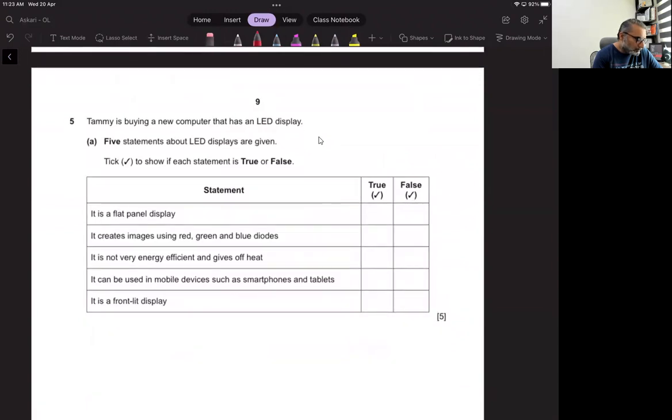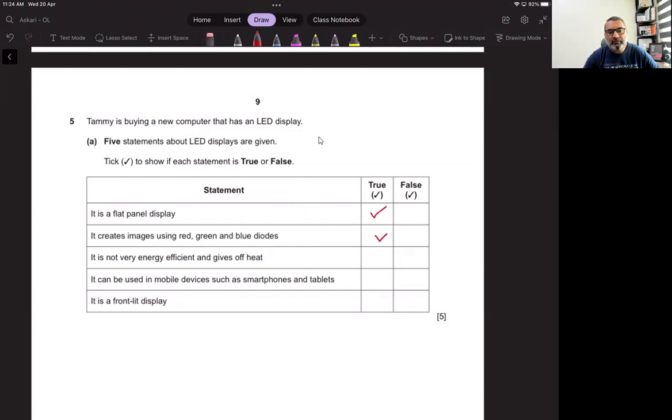Kemi is buying a new computer that has LED, light emitting diodes, display. Five statements about LED displays are given. It is a flat panel. Yes, it is a flat panel. It creates images using red, green, and blue diodes. Yes, that is true as well.